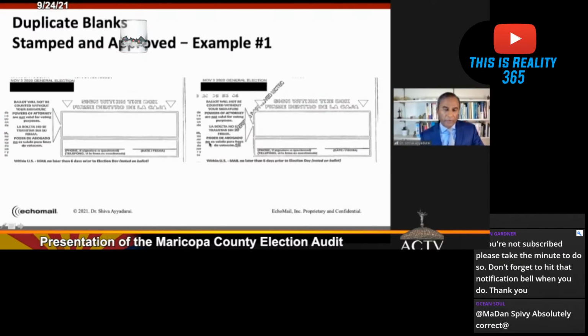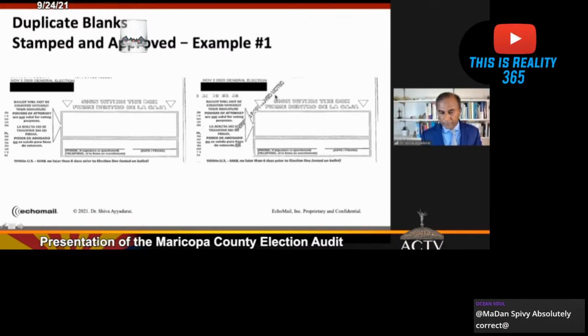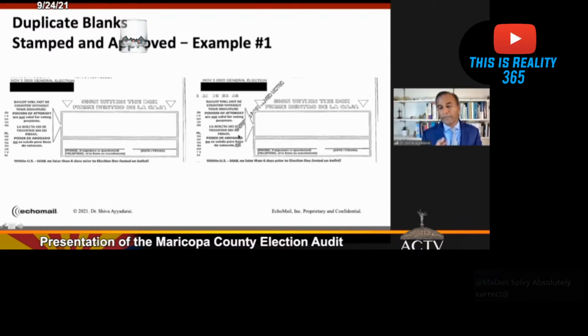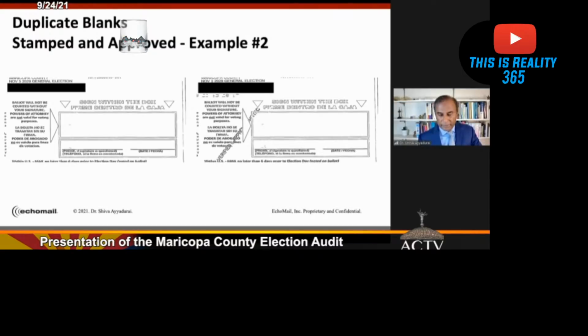And let me just walk you through some of these duplicates, where the duplicates are stamped and also approved. So you see the duplicate, and here it's being stamped. Nothing on here, it's being approved. Duplicate 1, duplicate 2, this one is being approved. And again, all of these came in after November 4th. Same here, another duplicate being approved, and a blank.